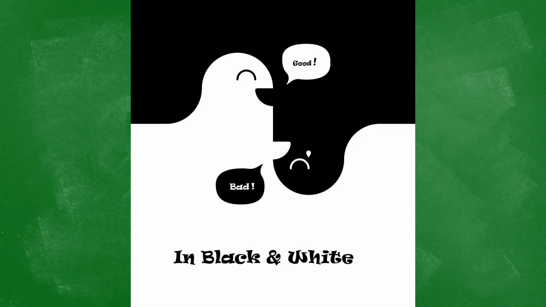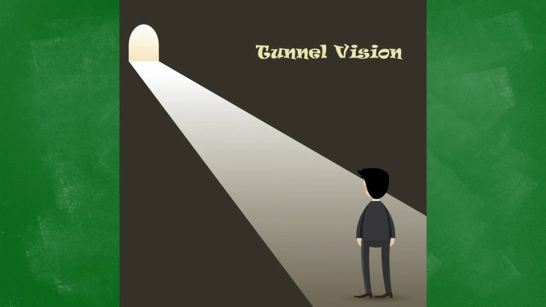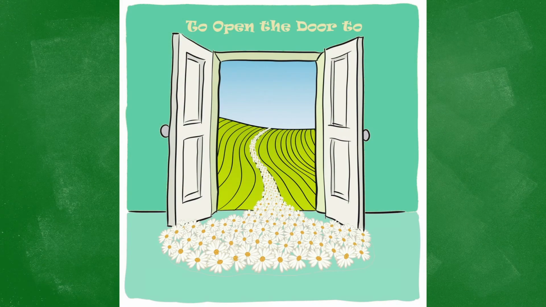Next, in black and white, or in a way that makes people or things seem completely good or completely bad, with no middle area. And by the way, the idiom for this middle area is the gray area, what happens when you combine black and white. And next, tunnel vision, or the inability to see something other than what is directly in front of you, like you're looking through a tunnel. And finally, to open the door to something, to create the opportunity for something to happen.